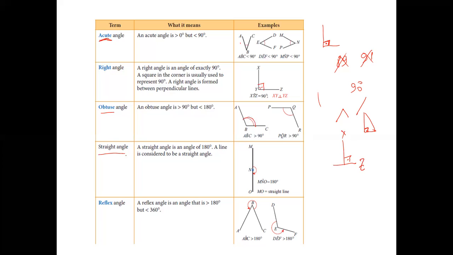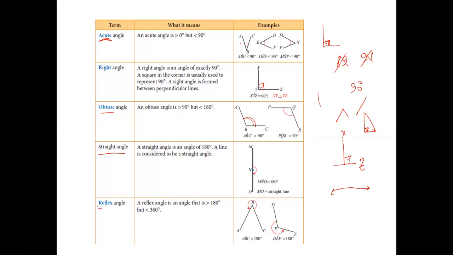Straight angle. A straight angle is an angle of 180 degrees, and a vertical or horizontal line is also equal to a straight angle. You can use the term straight line or horizontal line. They are all equal to an angle of 180 degrees. So a straight angle is an angle of 180. A line is considered to be a straight line. As you see, MNO is a straight line, a vertical line, so its degree is 180.